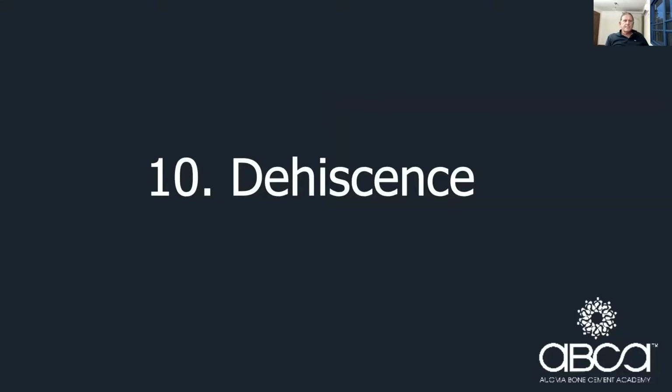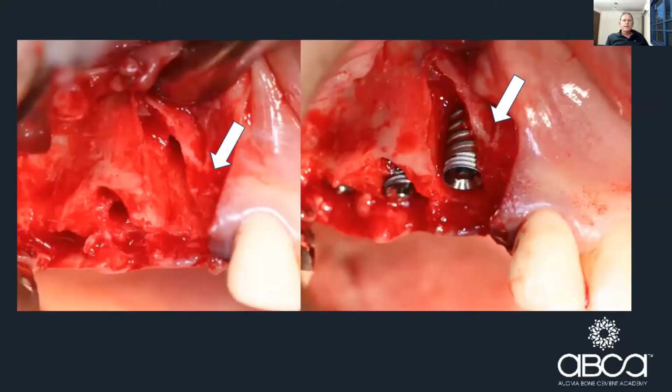Now, in cases of the essence, we need to remember that when we have exposed threads, the predictability of the outcome is much better when we have a bony frame, as we have here, than when all the threads are completely exposed and the soft tissue might move here. So let's see what happened.